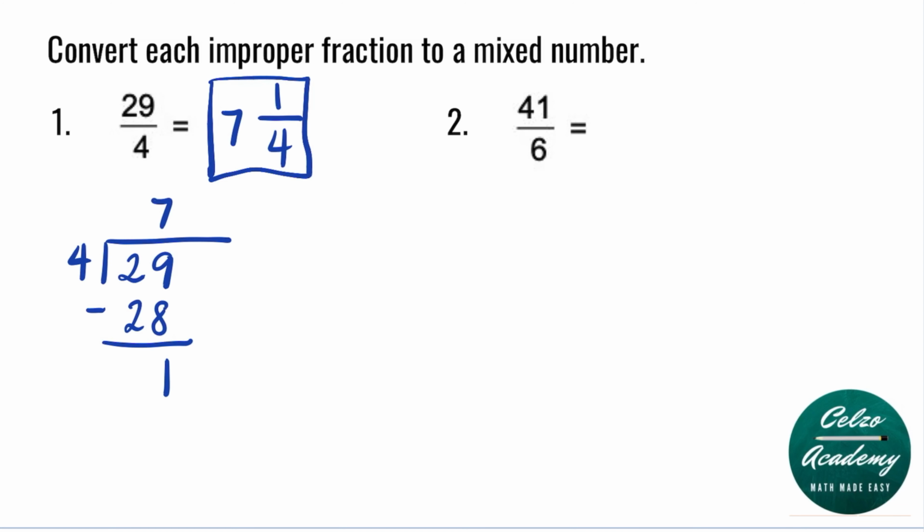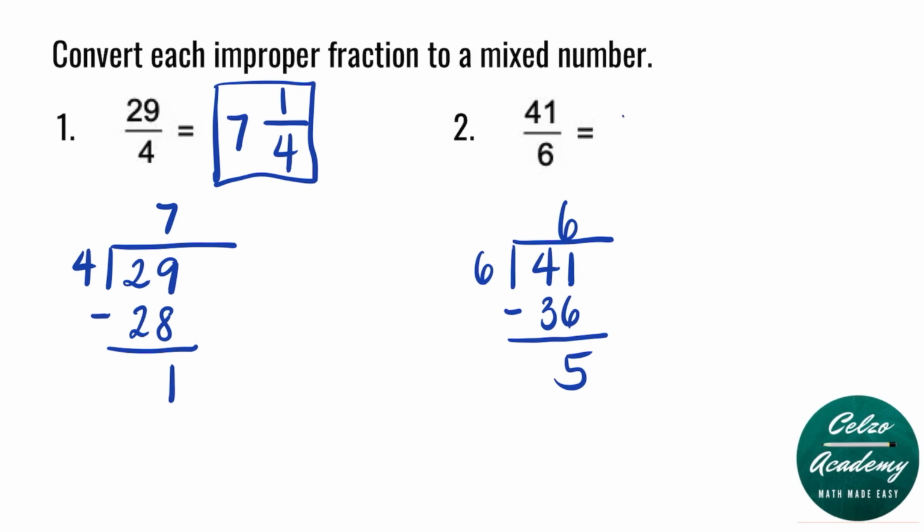Question number 2. 41 over 6. Step 1 is to divide the numerator by the denominator. So our divisor is 6 and the dividend is 41. How many 6s can go into 41? 6 times. 6 times 6 is 36, and subtracting 36 from 41, we will have a remainder of 5.